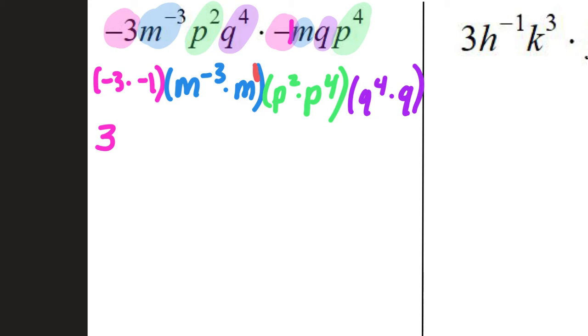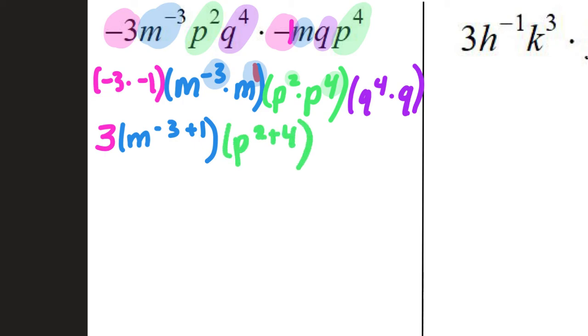So I'm adding my exponents of negative 3 and 1. So it becomes m to the negative 3 plus 1. Then I'm adding my exponents of 2 and 4. So it's p to the 2 plus 4. And then lastly, again, when I don't have an exponent, I assume it's a 1. So I'm adding my exponents of 4 and 1. So I get q to the 4 plus 1.